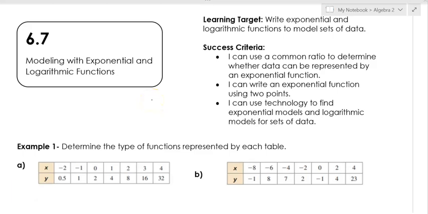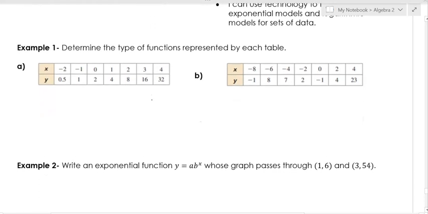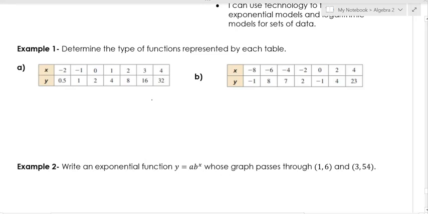Okay, these are the Algebra 2 6.7 notes. So the first thing we're going to do is figure out how to tell when something is linear or exponential or a different type of function. The first thing we do is look at the pattern of the x's and the y's.